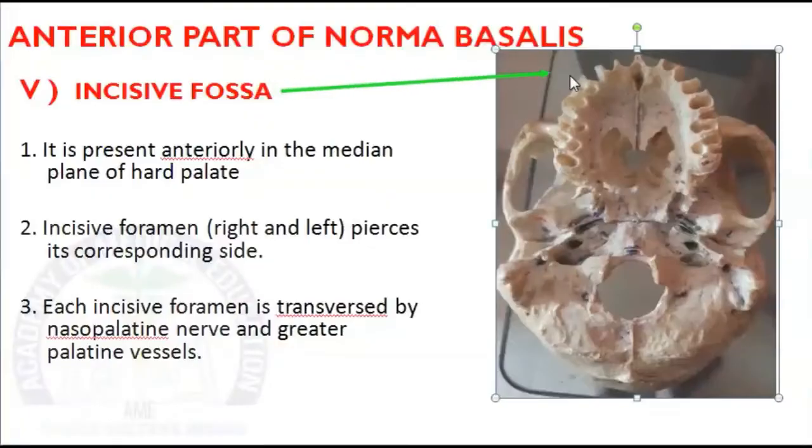Incisive fossa. This is the incisive fossa. It is present anteriorly in the median plane of the hard palate. Incisive foramen, right and left, pierces its corresponding side. Each incisive foramen is traversed by the nasopalatine nerve and greater palatine vessel. So here is the incisive fossa present anteriorly.